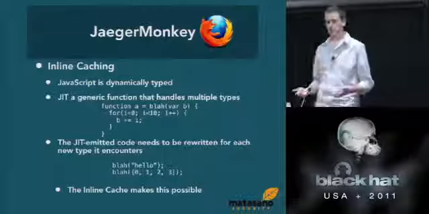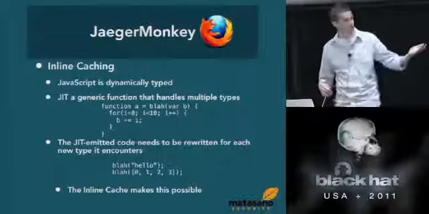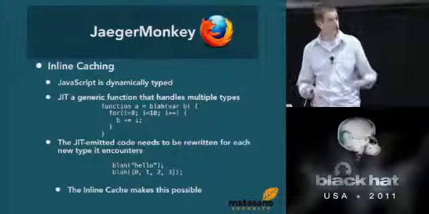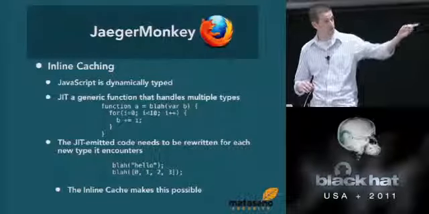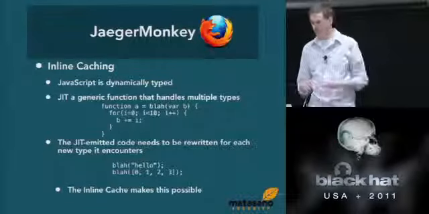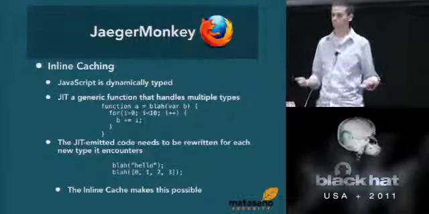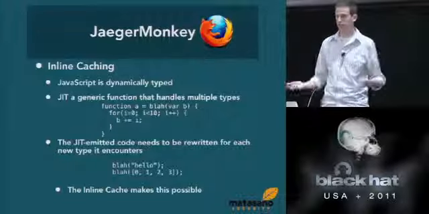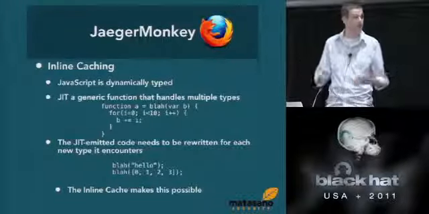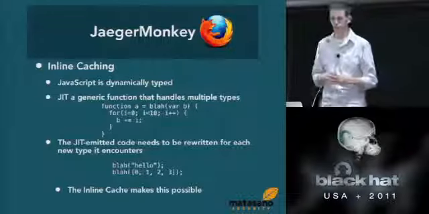So JavaScript's a dynamically typed language. We have this example JavaScript function here, function blah. What function blah does is it just goes through this for loop, and it calls this plus-equals operator on whatever argument was sent to that JavaScript function. Well, the hard part is, how do you JIT this function properly? Because b can be a number of different types. It can be a string, it can be an integer, it can be a regular expression, it can be anything in JavaScript. And that operator will still work on it.